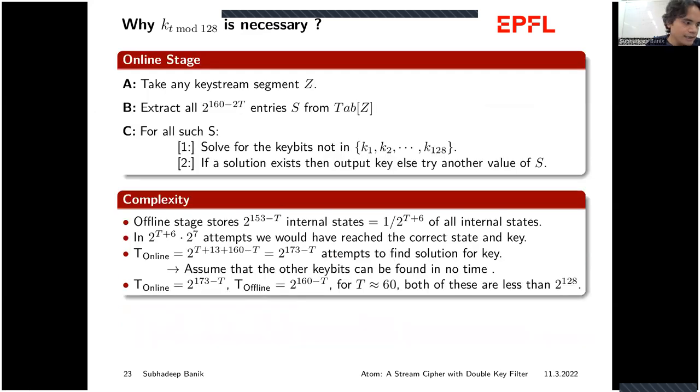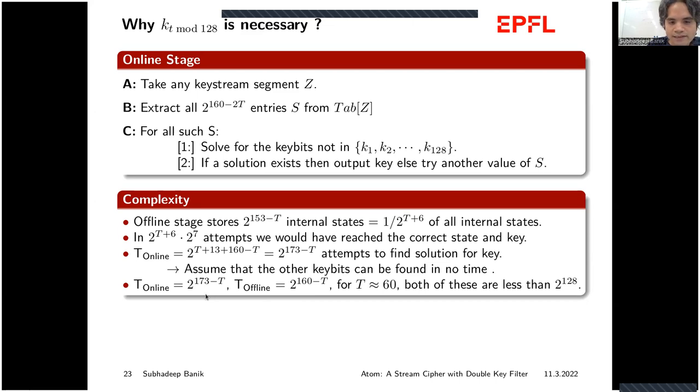And in the online stage, the attacker will simply look for these keystream bits in the table and then extract the corresponding internal state and try to solve for the key. So it was shown in the paper that the total online complexity in this exercise will be around 2 to the power 173 minus T.